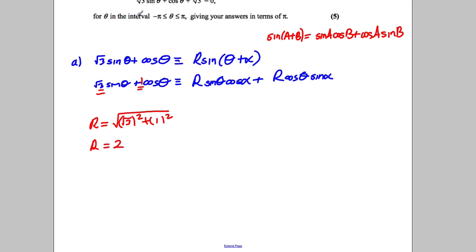What else can we deduce? Well, we can deduce the following. Root 3 in front of the sine theta, and here we've got an r cos alpha, basically the coefficient of sine theta. So we can deduce that r cosine of alpha is going to be equal to root 3. What else can we deduce? Well, there's a 1 in front of the cosine theta, so r sine alpha must equal 1. Call that equation 1 and equation 2.